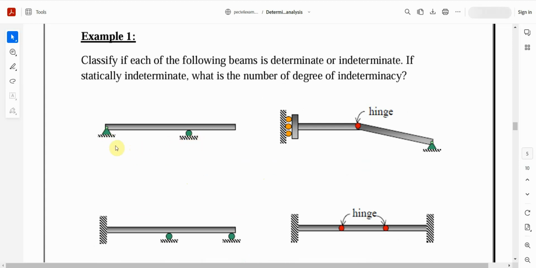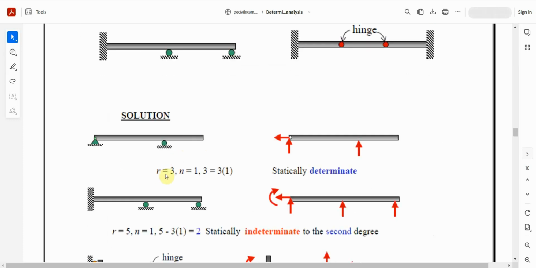I told you earlier that when we have a pin or hinge support, we are going to look for 2 unknown reactions there. And when we have a roller support, we have 1 unknown reaction there. So for this particular one, we are supposed to have 2 unknown reactions here and 1 here, making 3 altogether. So our r is 3.